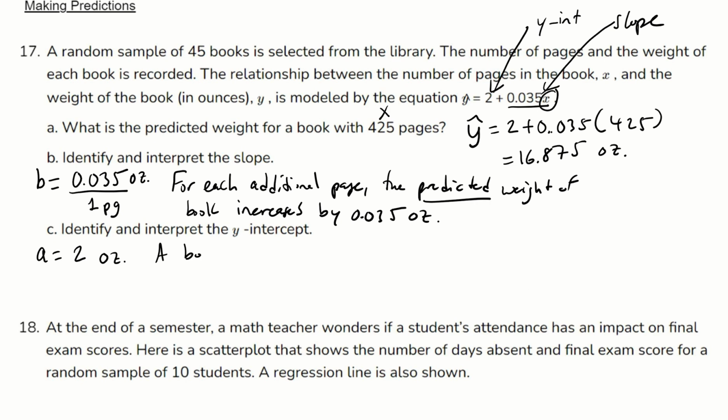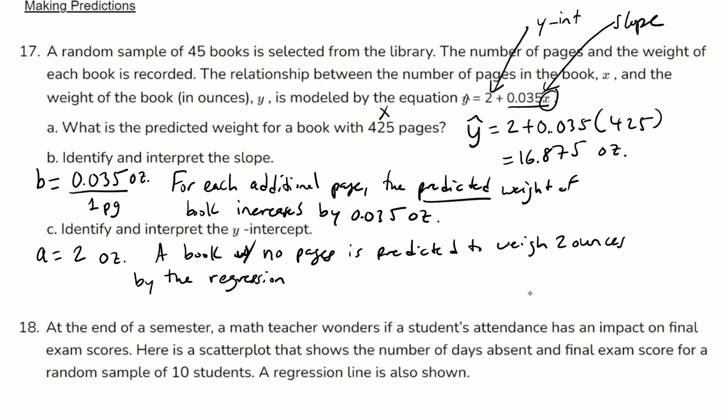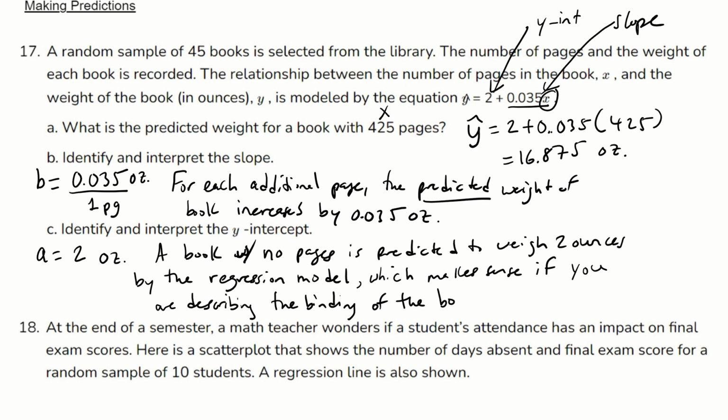This is saying a book with no pages is predicted to weigh 2 ounces by the regression model, which makes sense if you are describing the binding of the book with no pages added. Having a weight does make sense if you have no pages.